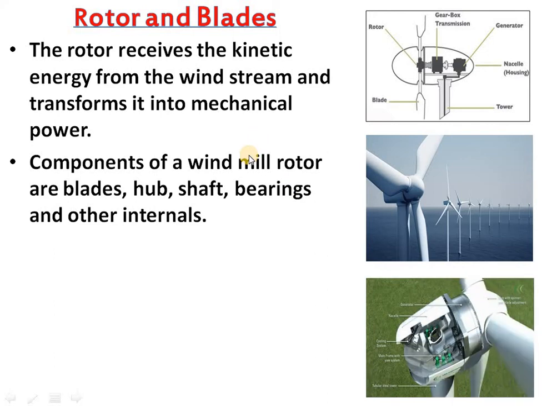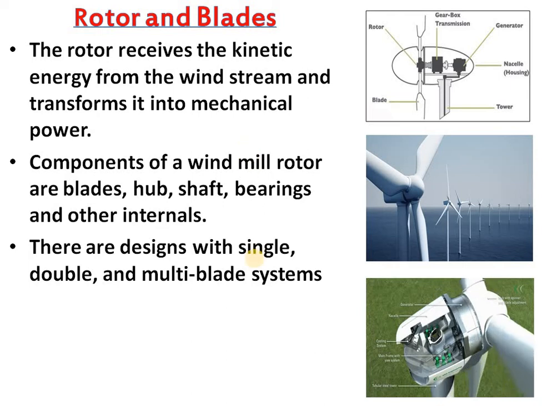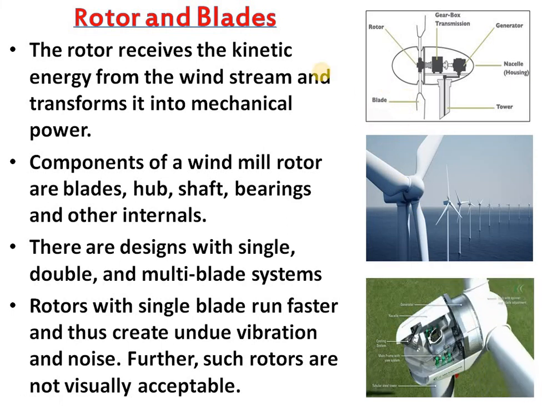Rotor is the rotating part, and there are designs with single, double and multi-blade systems. Here you can see a 3-blade system, but keep in mind that there are single blade systems, double blade systems, and even more than 3 blades are also used in other cases. Rotors with a single blade run faster, but they create undue vibration. And such rotors are not visually acceptable. They don't give any visual beauty, so people usually don't prefer a single blade rotor system.